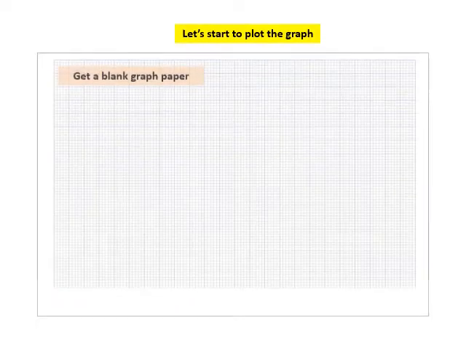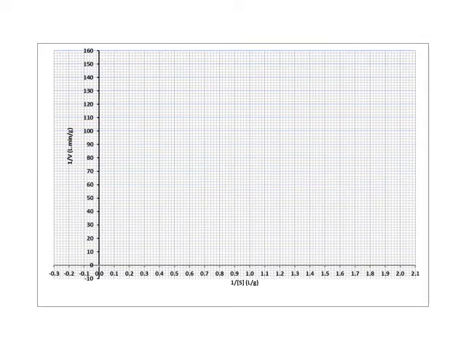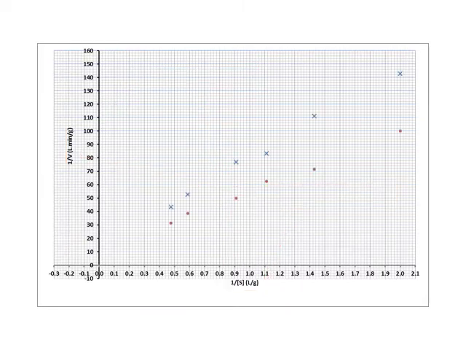So you have to get graph paper, especially in landscape orientation, and then you make the scale. So the Y would be 1 over V, the X 1 over S. So, okay, later when you plot, maybe you will get something like this. So you mark the points on the graph for the different enzymes, for example.